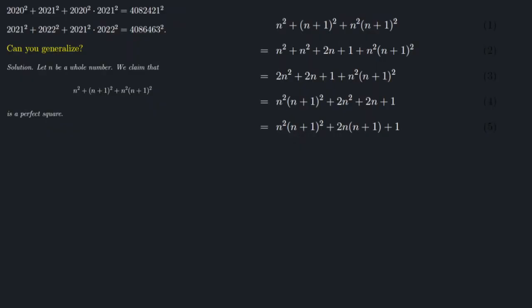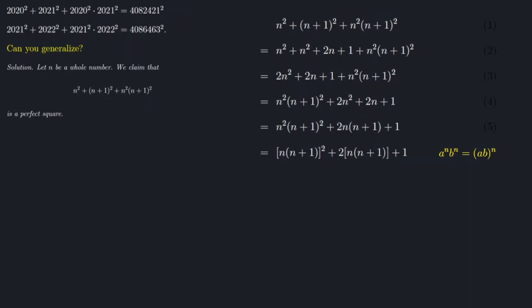And then from line 5 to line 6, we used a property of exponents to write the first term in the form of some whole thing squared. If you treat n as a and you treat n plus 1 as b, then use that formula, you can rewrite the first term in line 5 as the first term in line 6.